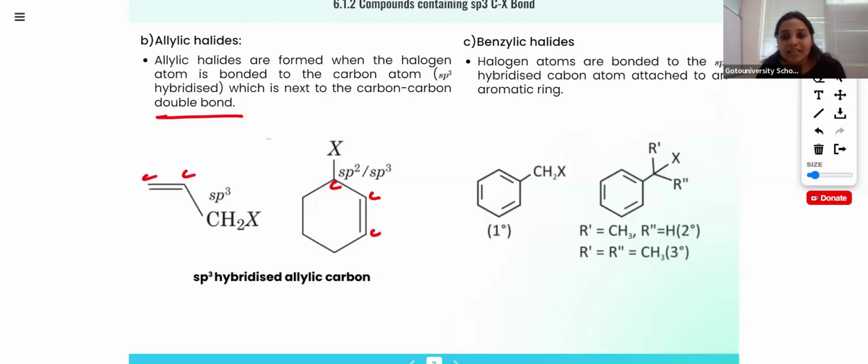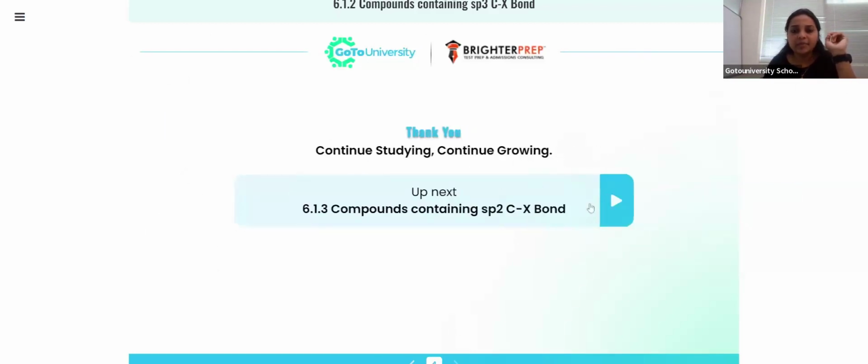Next one, benzylic. Benzylic means the halogen atom is connected to sp3 again. Here this carbon is still sp3, but that is connected to again sp3 and that is attached to the aromatic ring. See, the halogen is not connected to the aromatic ring. The halogen is connected to one carbon that is sp3 hybridized, and that carbon is connected to the aromatic ring, that is called benzylic halide. In allylic and benzylic, both, the halogen is connected to still sp3 carbon, and that carbon is connected to a double-bonded carbon or sp2 carbon. That is the difference.